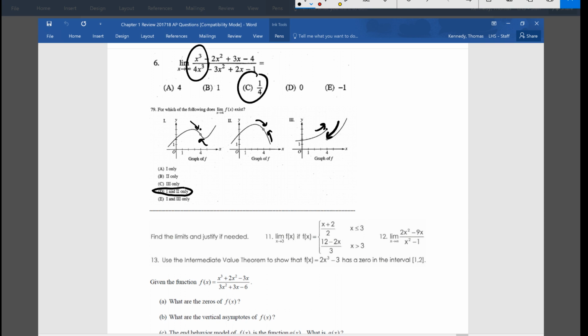Another actual AP test question, I think from 2003. Alright. For the next, find the limits and justify if needed. So we're finding the limit at 3. So basically we just need to see if these meet at 3. This one is 5/2 at 3, and this one is 6/3, which is 2. So 5/2 is not 2, so you say undefined.